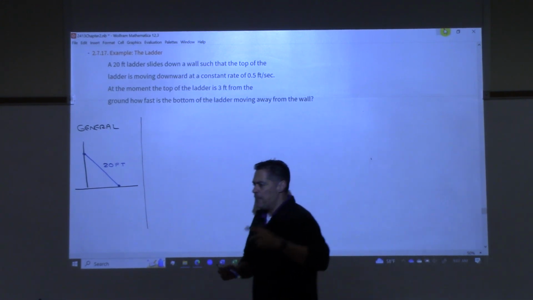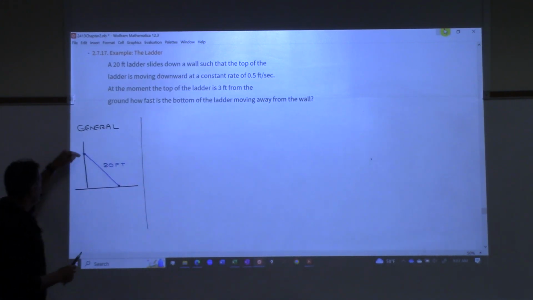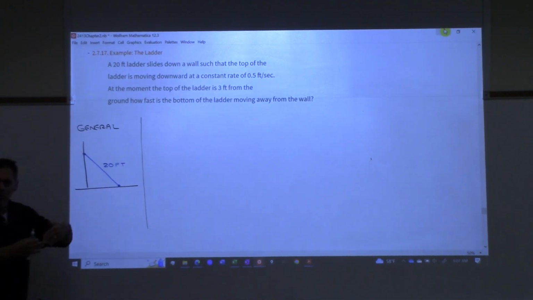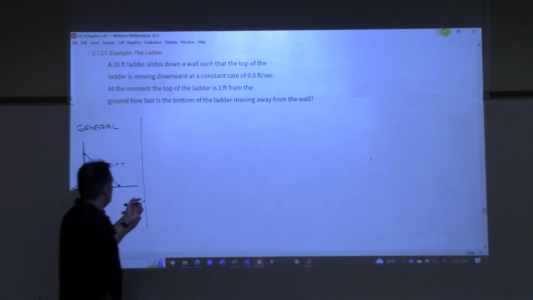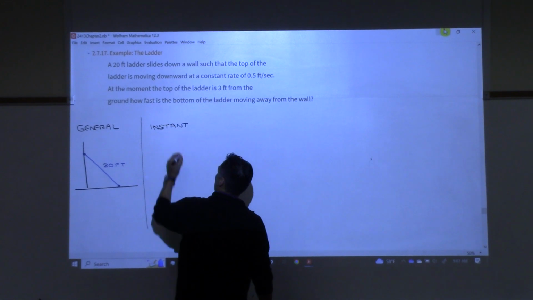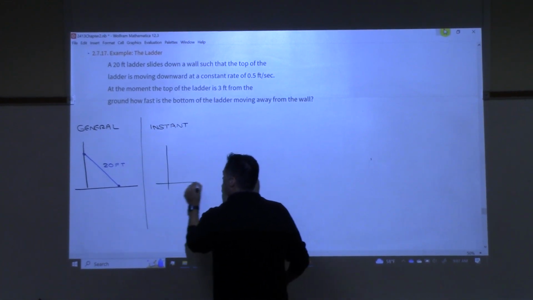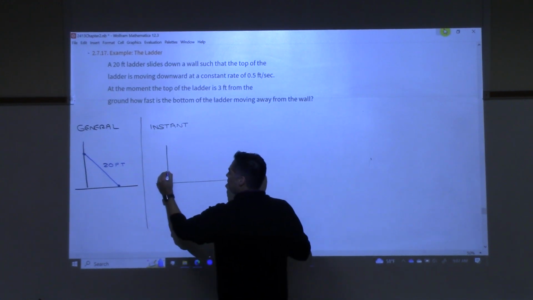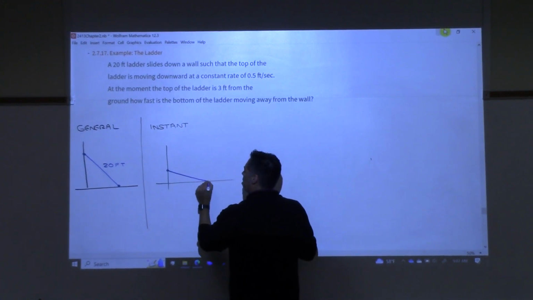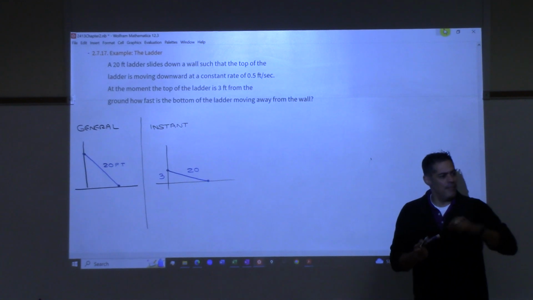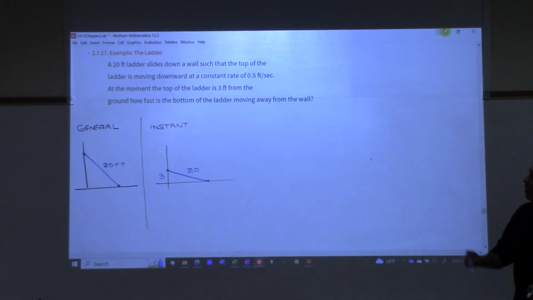Now what we have to keep in mind is that in this general picture, this is moving down, that is moving out. So things are in motion in this picture, as opposed to the instant in time picture. At the instant in time, my ladder's like this. This is still 20, but this is 3, because that's the moment in time that we're referring to in the question.